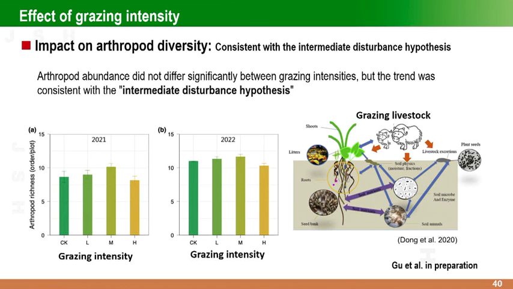But the mechanism for this effect is that the grazing livestock not only physically affect the soil property, they also affect the soil property through the livestock excreta, like poop. And this also affected the plant diversity through the interaction of herbivores and plants.